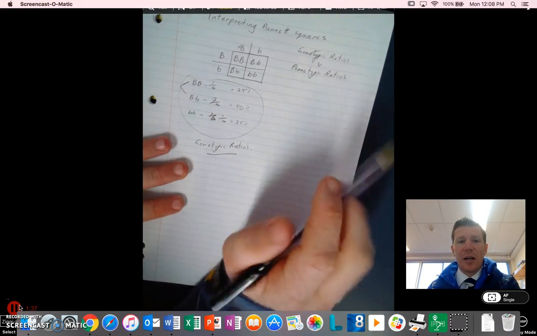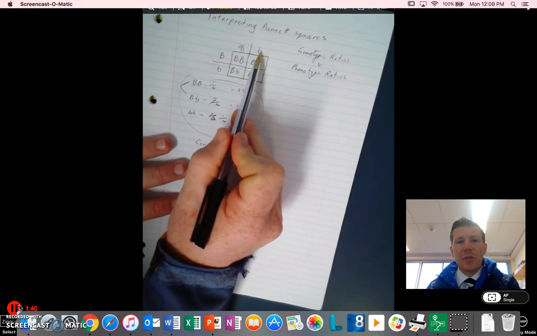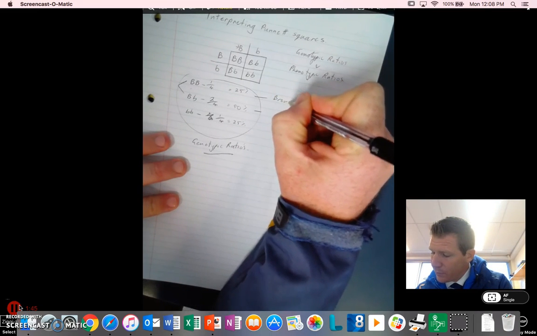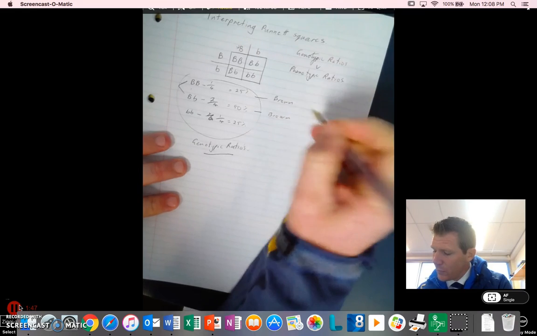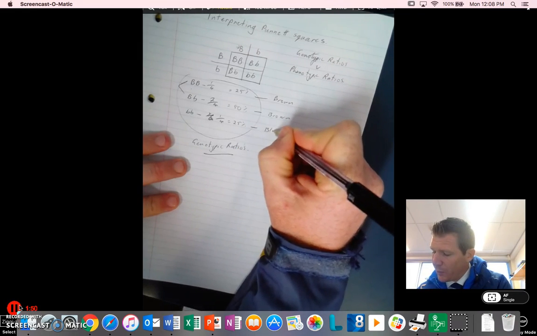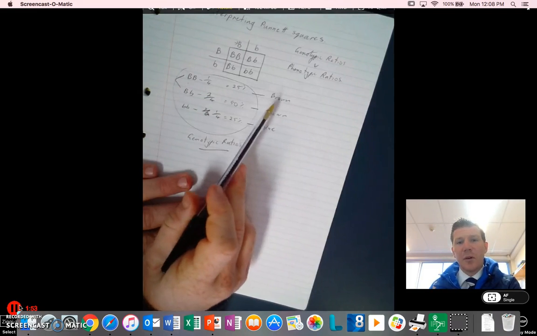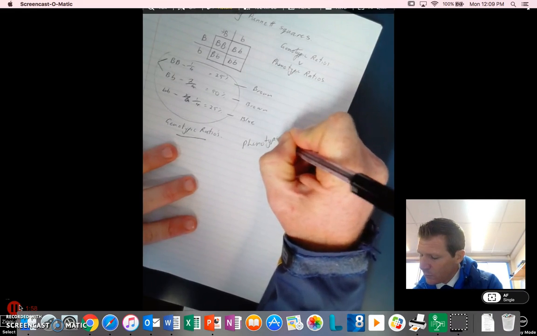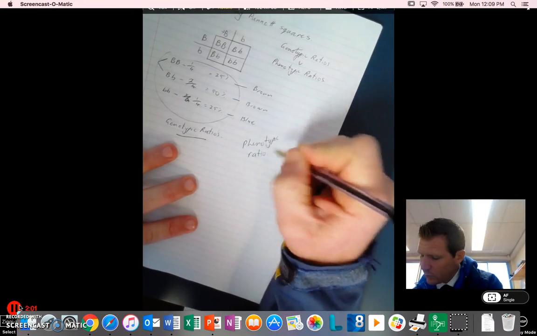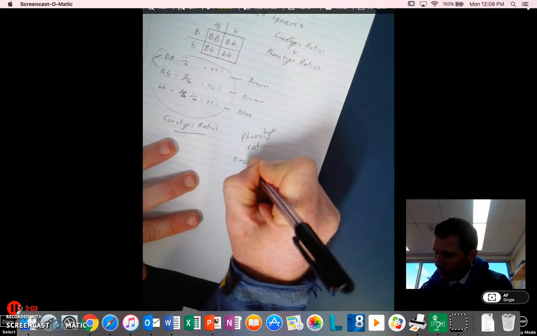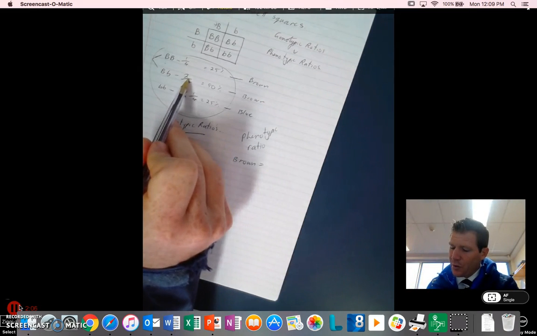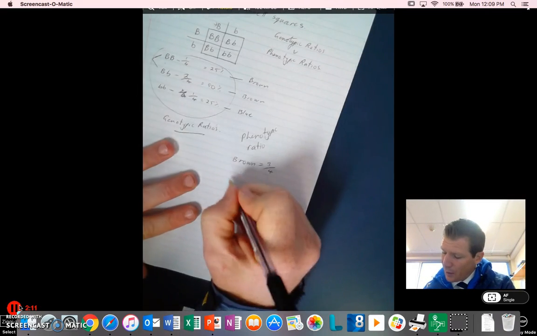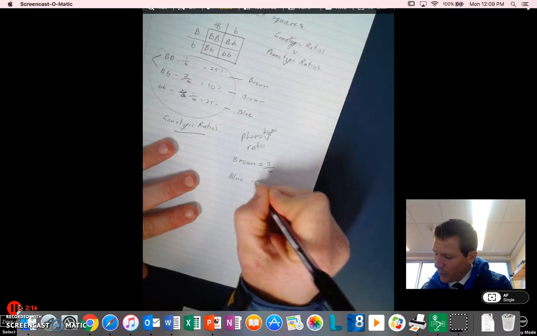So if we say it's eye color, dominant brown and recessive blue, these two guys would be brown, and this guy would be blue. Okay, so we end up with a different situation. So the phenotypic ratio, brown equals 2 out of 4, and 1 out of 4 gives us 3 out of 4, and then blue we're left with 1 out of 4.